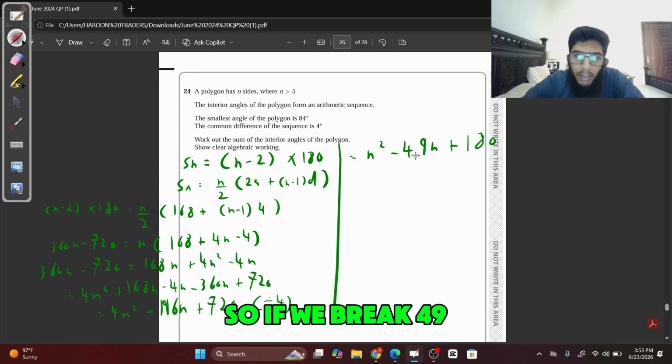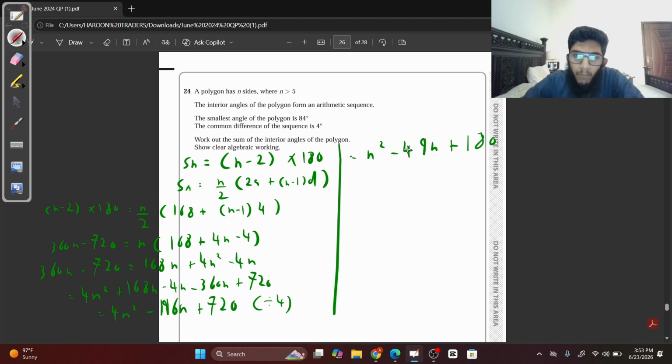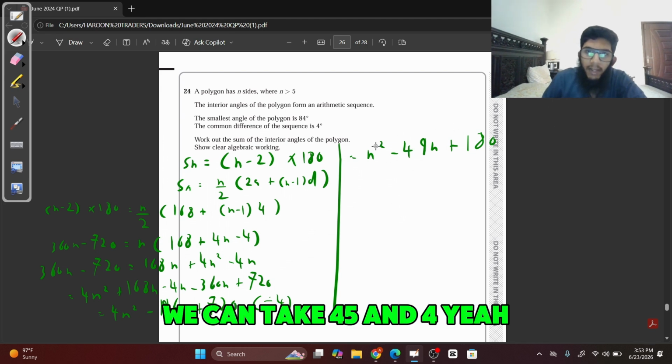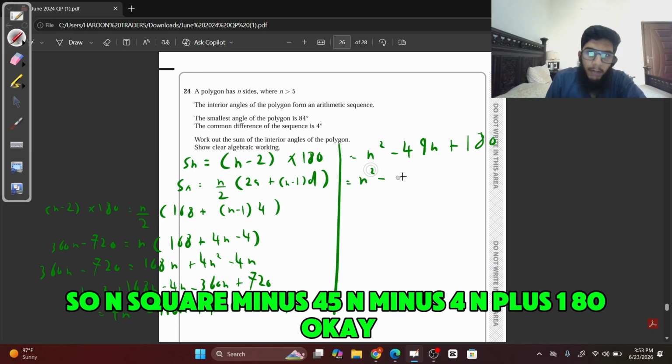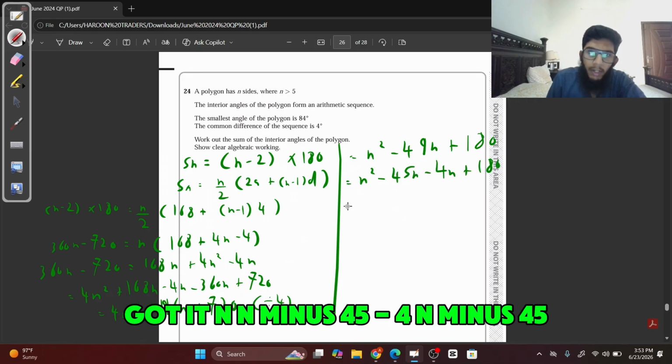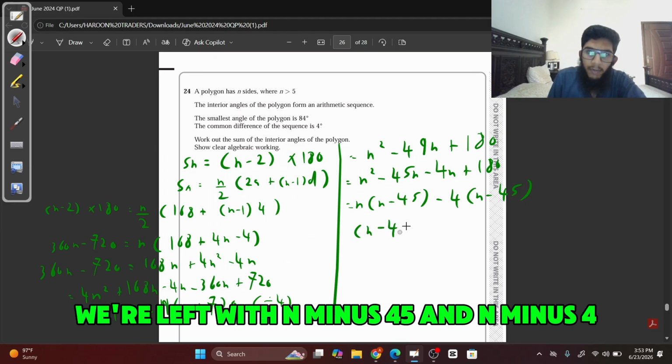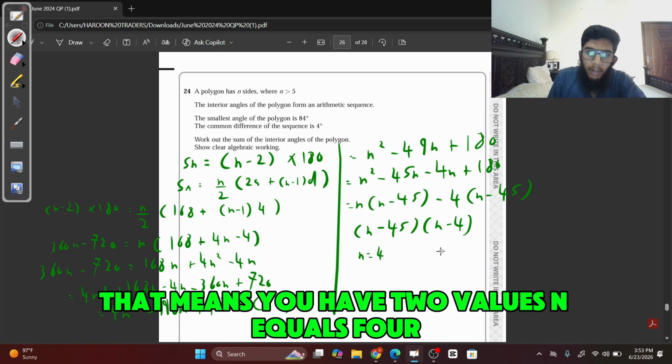So if we break 49, we can take 45 and 4. Yeah, 45 times 4 gives us 180. So you can break that down: n squared minus 45n minus 4n plus 180. Okay, got it. n minus 45 minus 4 times n minus 45. We're left with n minus 45 and n minus 4. That means we have two values, n equals 4, n equals 45.